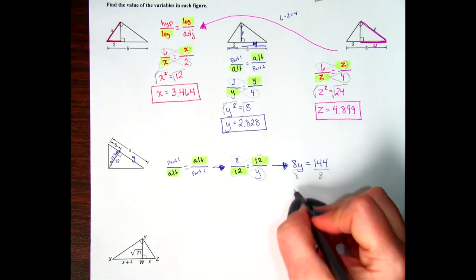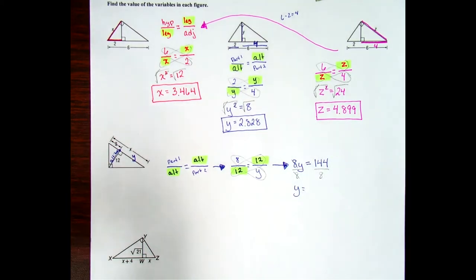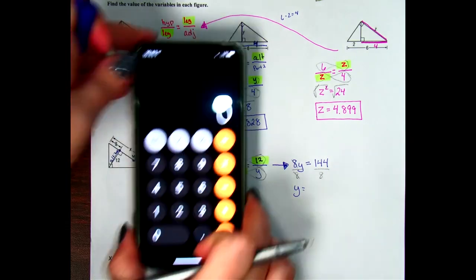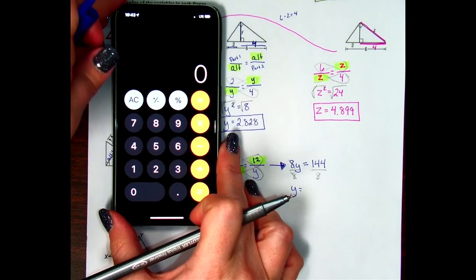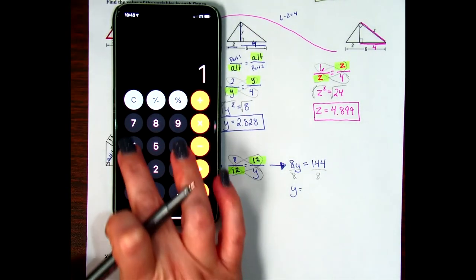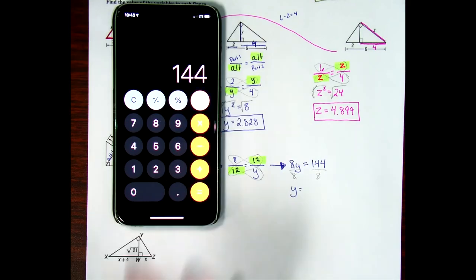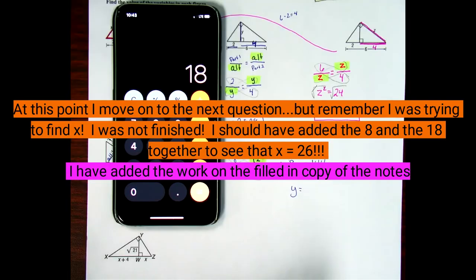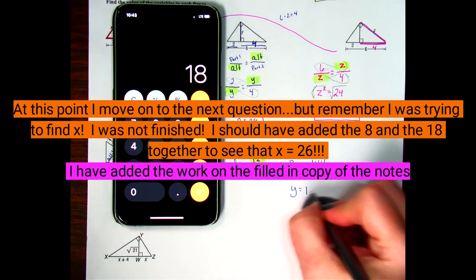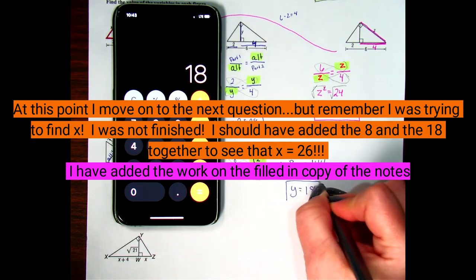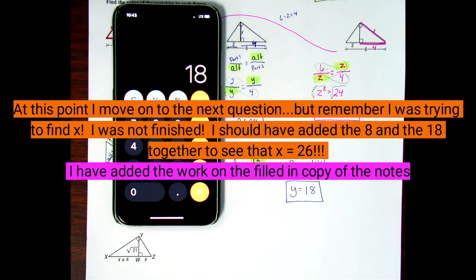When I divide by 8, I'm going to get y equals, let me grab my calculator. It locked on me, hold on. Alright, so I can use a regular calculator on this one. 144 divided by 8 gives me 18. Nice whole number. I don't even have to round on this one. y equals 18. Okay? All right, let's look at the last one.